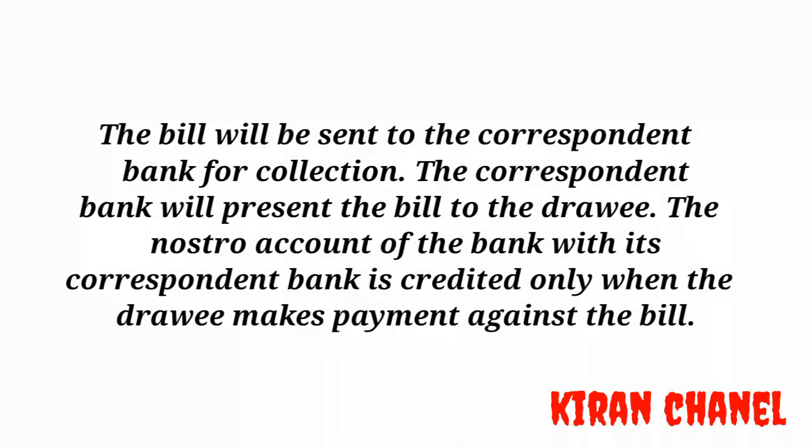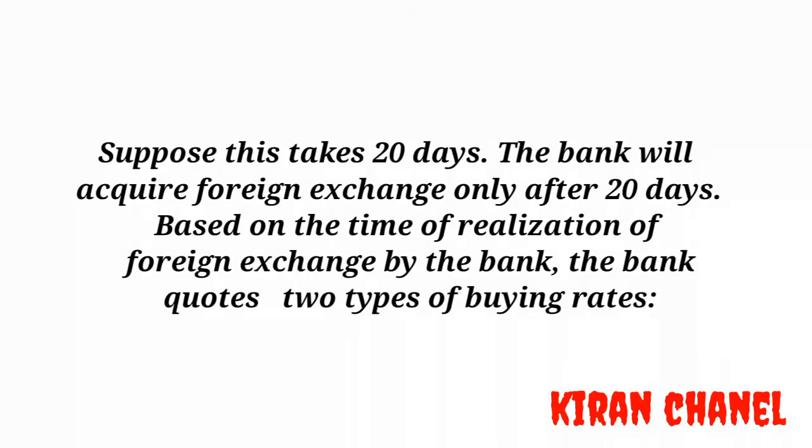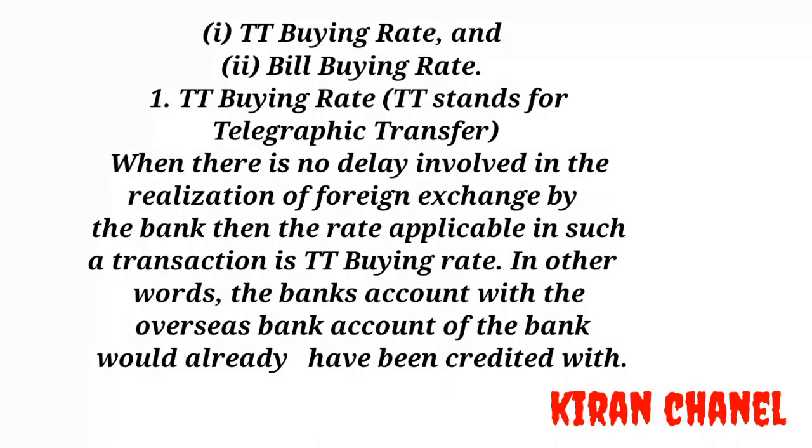The bill will be sent to the correspondent bank for collection. The correspondent bank will present the bill to the drawee. The nostro account of the bank with its correspondent bank is credited only when the drawee makes payment against the bill. Suppose this takes 20 days, the bank will acquire foreign exchange only after 20 days. Based on the realization of foreign exchange by the bank, it quotes two types of buying rates: TT buying rates and bill buying rates. Number 1.